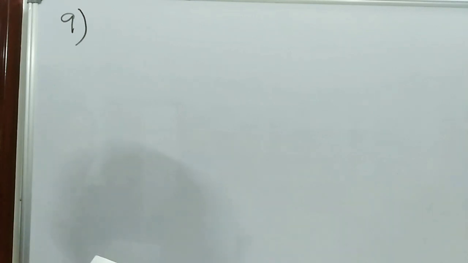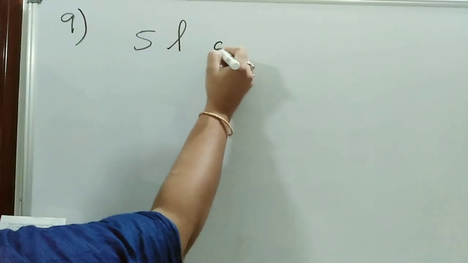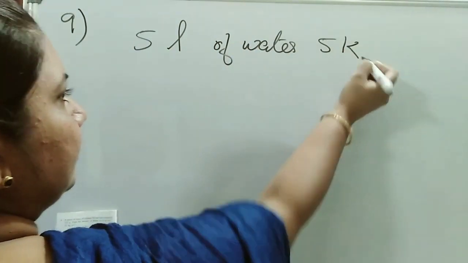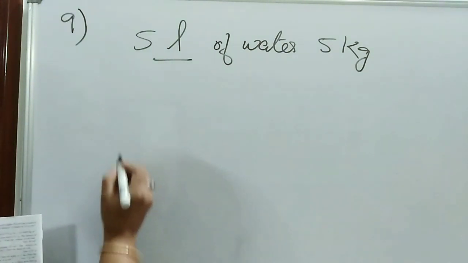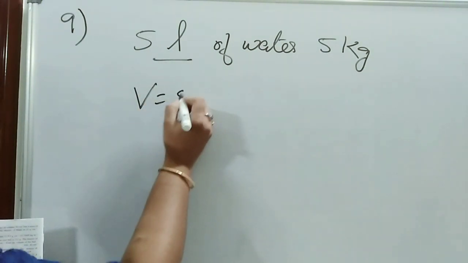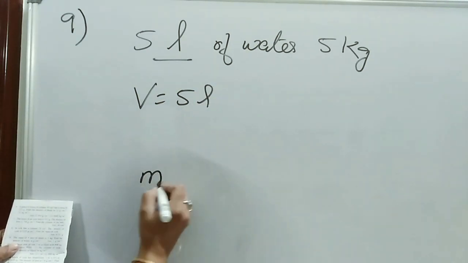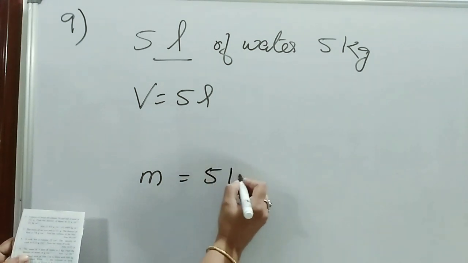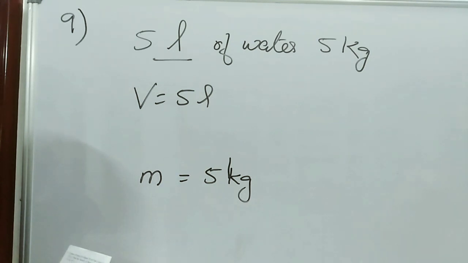Next, question number 9. The mass of 5 liter of water is 5 kg. It is given 5 liter of water is 5 kg. So here you can see liter is the unit of volume. So volume is given 5 liter and mass is 5 kg. We are asked to find the density of water in gram per centimeter cube.